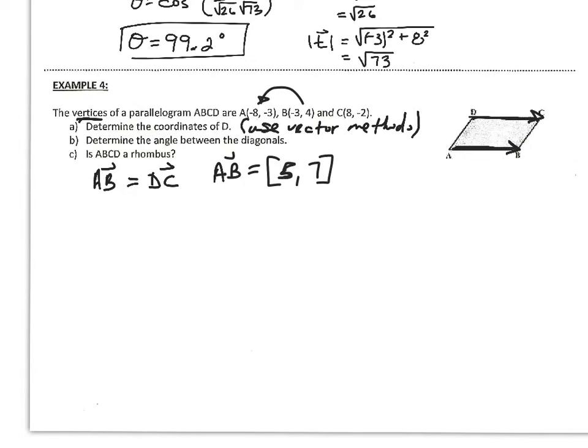Now, DC, we know part of DC. So DC is going to equal, and we can write this down as if the coordinates of D are x, y, so we don't know what they are, but we know C. And C is the tail of this, so we're going to subtract 8 minus x, whatever our x component is, and then we'll have a negative 2 minus y for whatever that component is for D, okay?